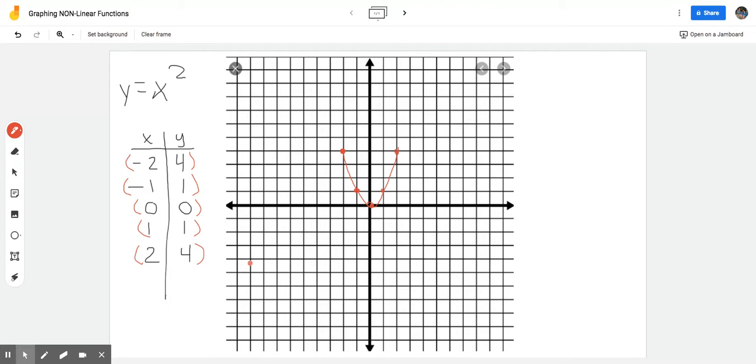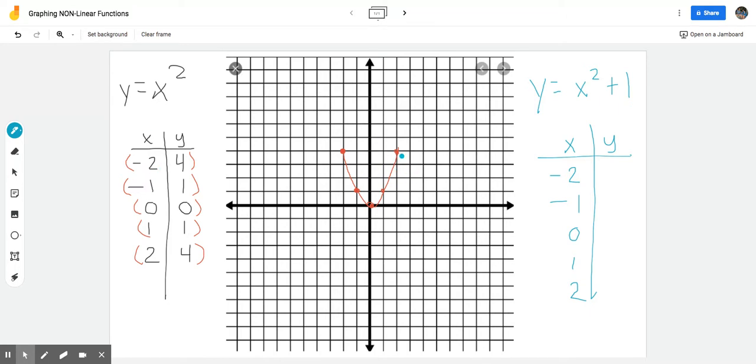Now what we're going to look at next, and I'm going to color code some of this, is what happens when we change the parent function. We're transforming it. We're going to have the same general shape, but it's just going to move a little bit. Let's say, I'm going to use blue, that we have y equals x squared plus 1. I'm still going to use the same domain here. I have -2, -1, 0, 1, and 2.